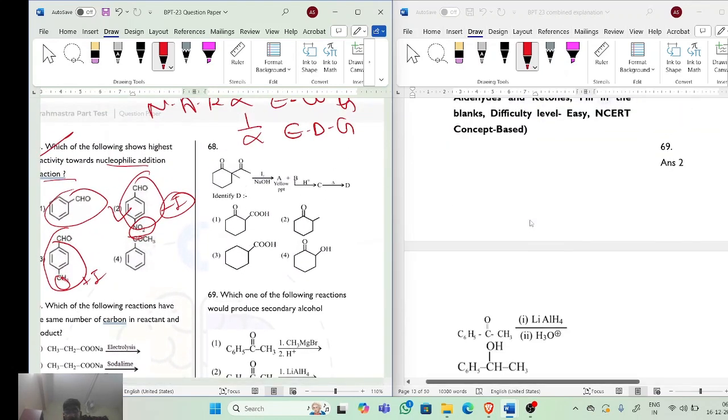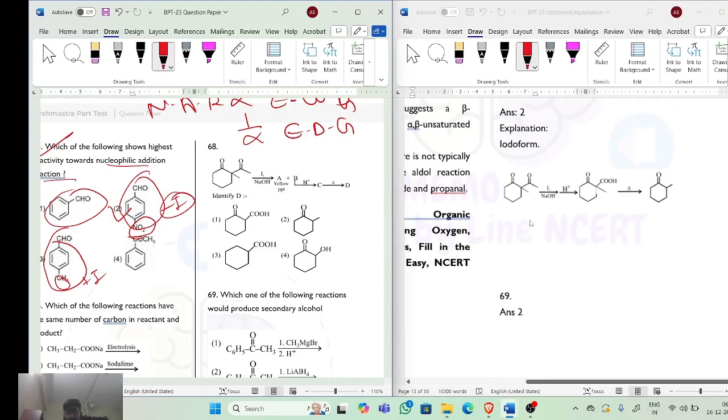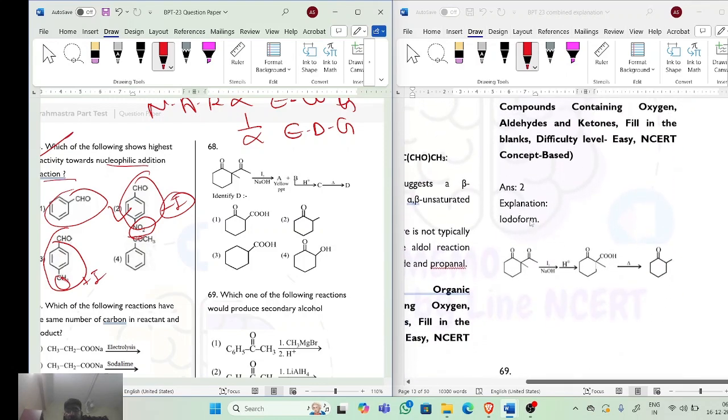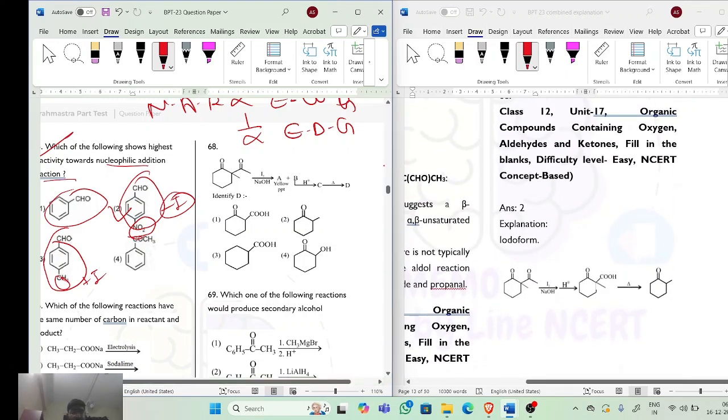Now question number 68. In question number 68, we are given this compound. Then the first reaction is I2 in presence of NaOH. This is iodoform reaction.